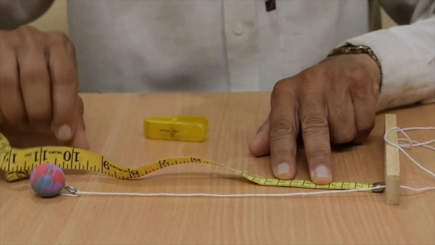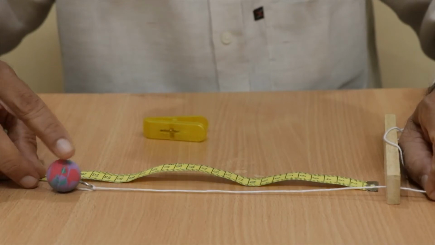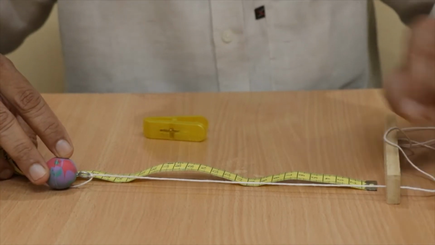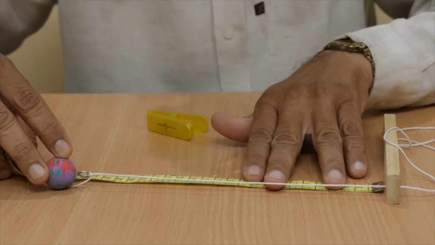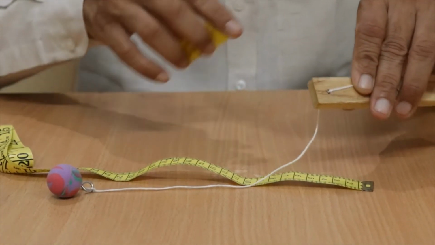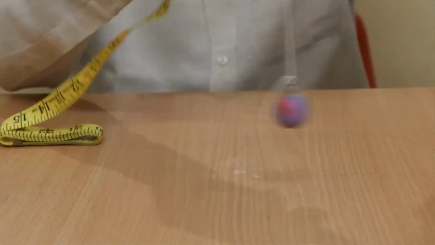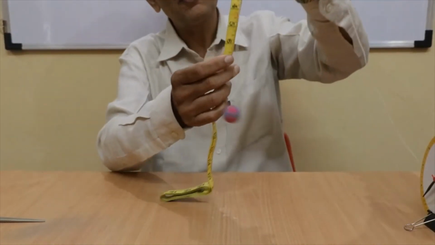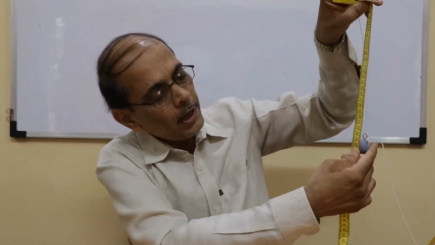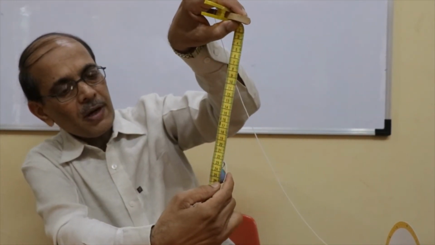So I am taking a centimeter scale. So here is 25. Yeah, this is 25. Correct, 25 I have taken. I'll just lock it using this clamp. Once again we'll measure up to the midpoint. It is coming as 25.